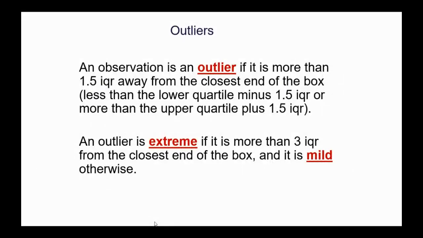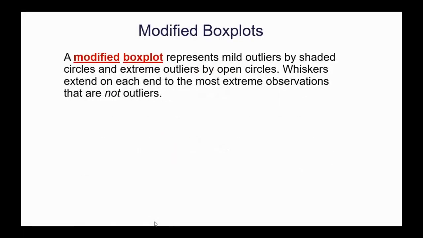So, okay. A modified box plot represents the mild outliers by a shaded circle, so we fill the circle in, and extreme outliers are open circles. And the whiskers only extend to the lowest end, if your lowest data point's not an outlier, or to that 1.5 IQR cutoff. They won't stretch all the way out.